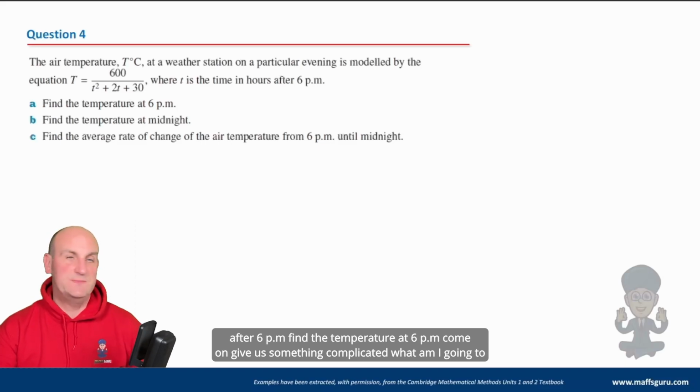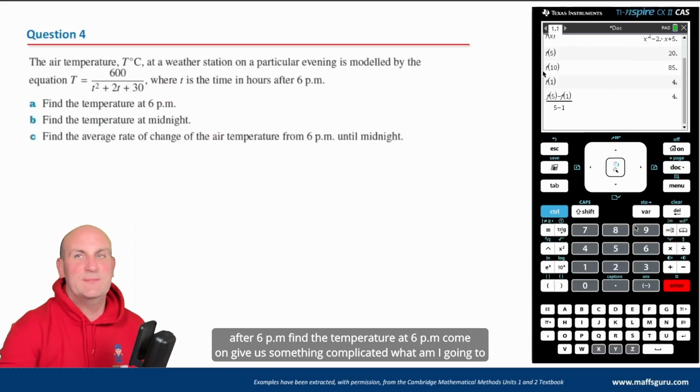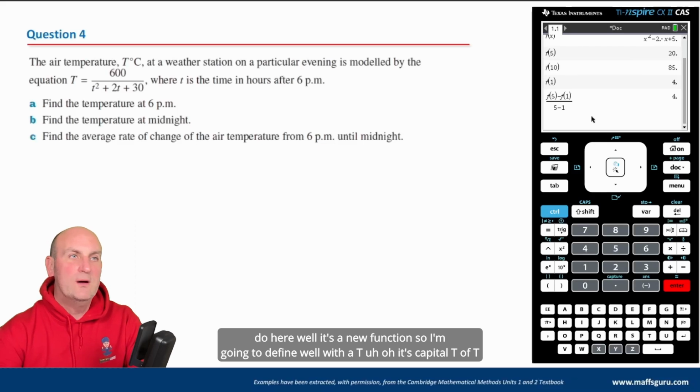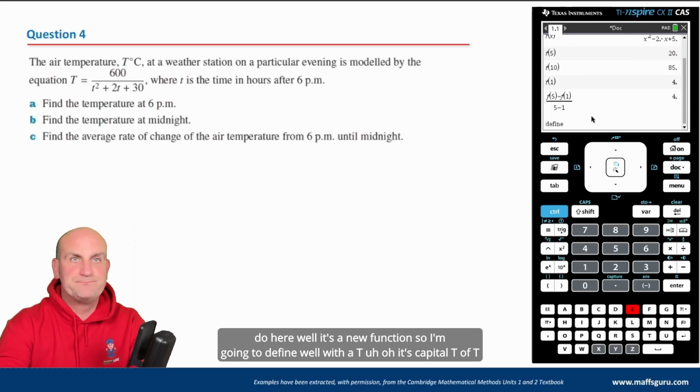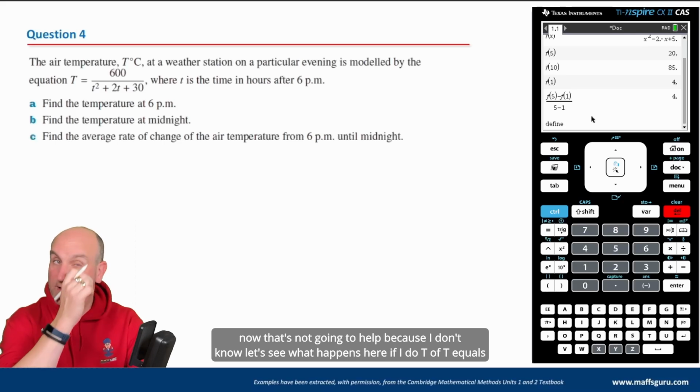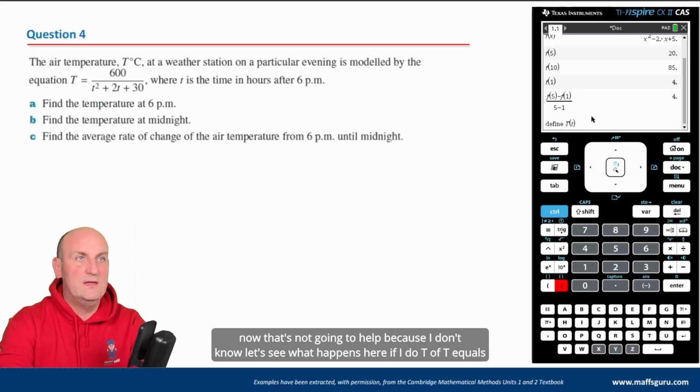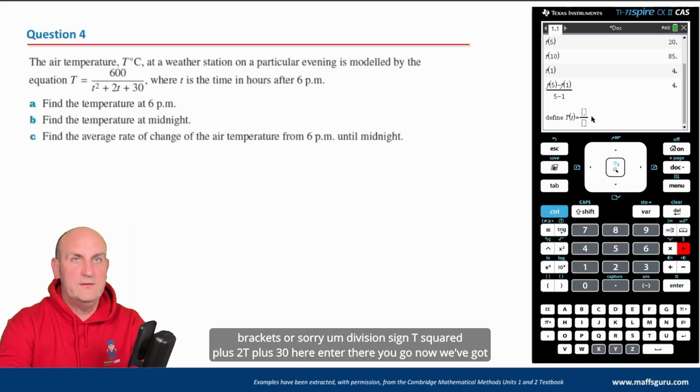Find the temperature at 6 p.m. Well, come on, give us something complicated. What am I going to do here? It's a new function, so I'm going to define, what are we going to have? Capital T of t. Now, that's not going to help, because I don't know. Let's see what happens if I do T of t equals, division sign, t squared plus 2t plus 30. Hit enter.